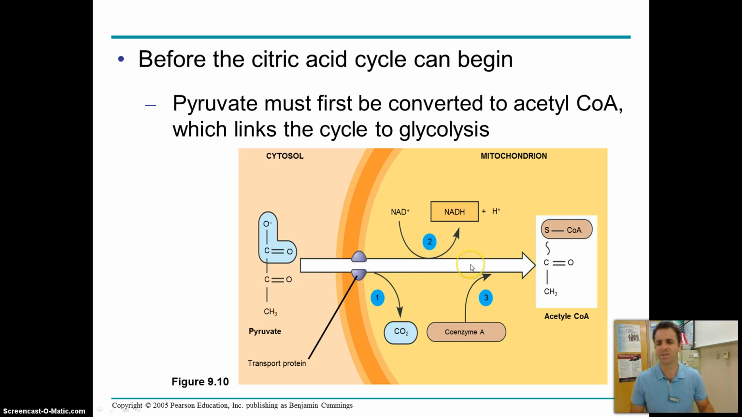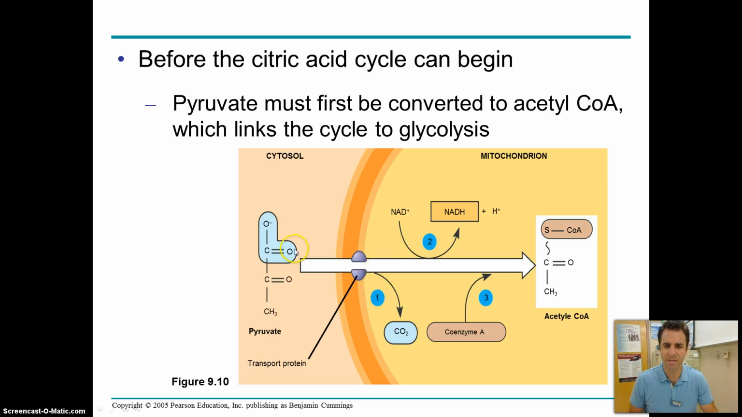Here we see pyruvate goes through this transport protein, this shuttle, and as it's being brought into the mitochondrion, it has to get converted into a molecule called acetyl-CoA. This is done by pulling off an electron, so reducing NAD plus into NADH, so we make another NADH here, which is part of the Krebs cycle part that we count up.